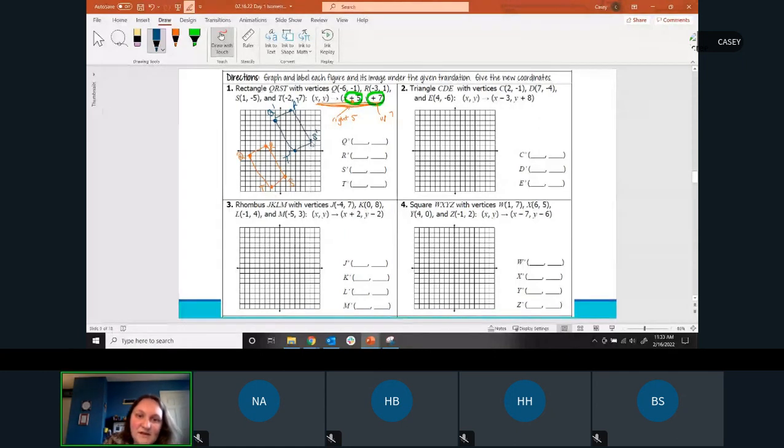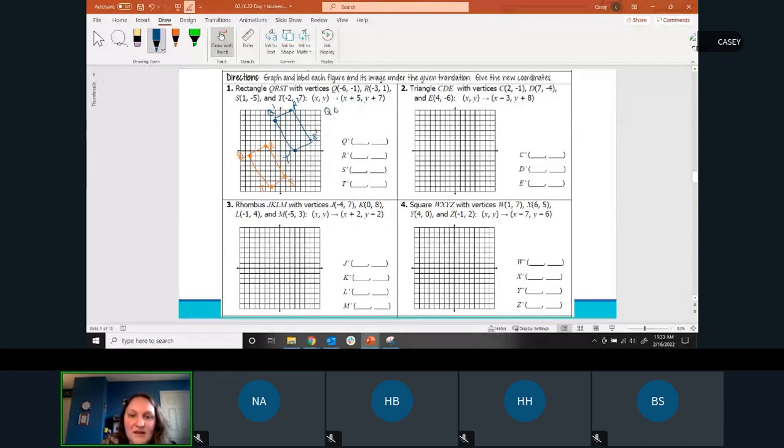See, no memorizing at all. You just have to know that with your x value, you're either moving left and right, depending on whether it's a plus or a minus. And with your y value, you're either moving up and down, depending on whether you have a plus or a minus.